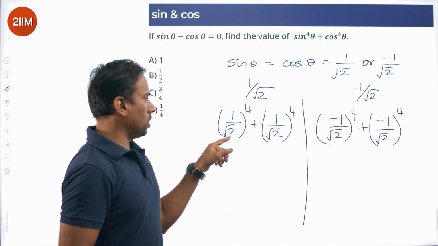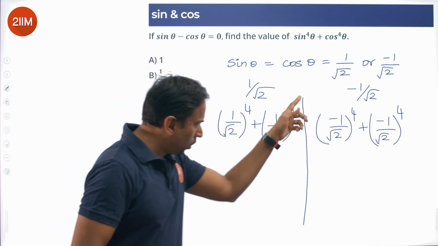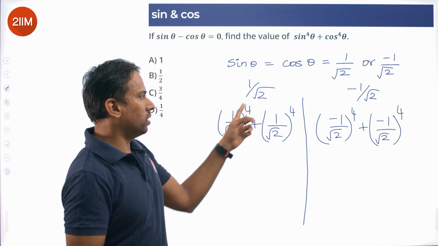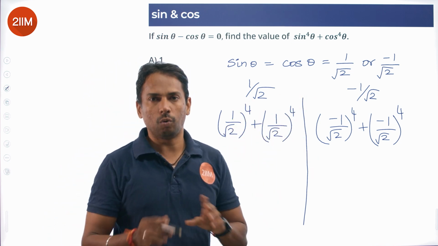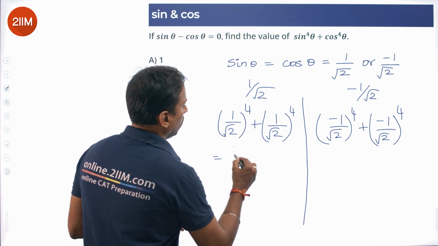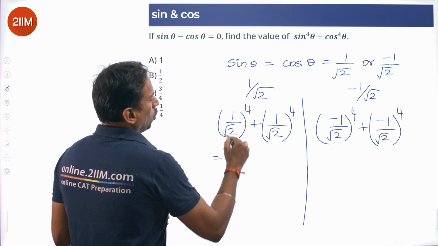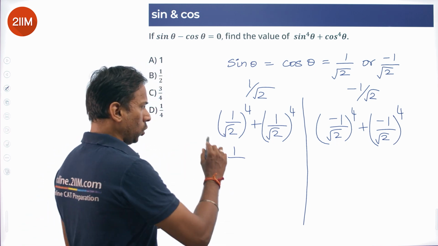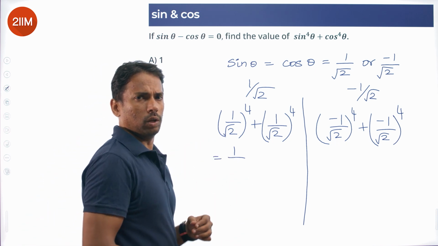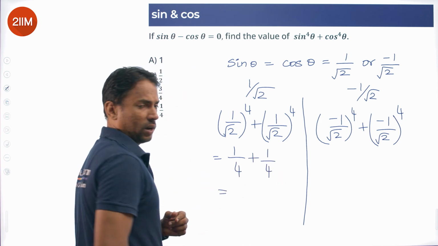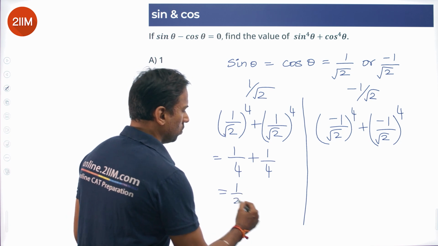So when 1 by root 2 is raised to the power 4 or minus 1 by root 2 is raised to the power 4, both of them are going to give the same answer because the power is an even value. It is going to change it to positive. Let's make it simple. So this will give you 1 by root 2 power 4. Root 2 power 4 will be 4, right? Root 2 into root 2 into root 2 into root 2, that means 2 twos are 4. Plus again 1 by 4. So this is 2 by 4 or 1 by 2.